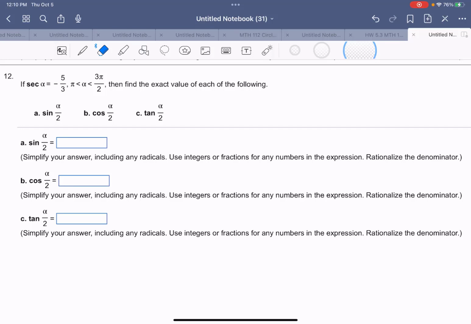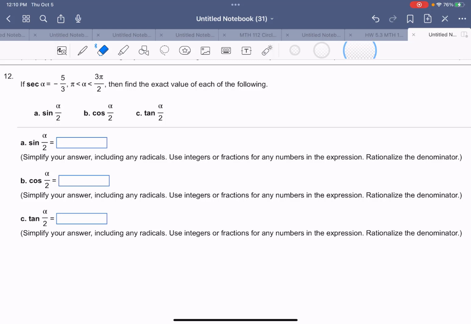Example number 12. If the secant of alpha is negative 5 over 3, and alpha is between pi and 3 pi over 2, then find the exact value of each of the following: sine of alpha over 2, cosine of alpha over 2, and tangent of alpha over 2.